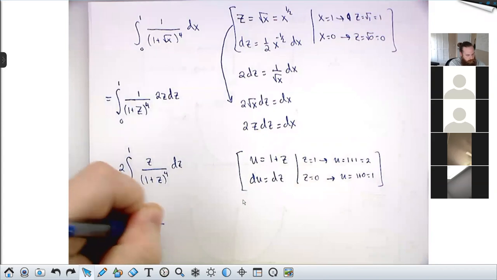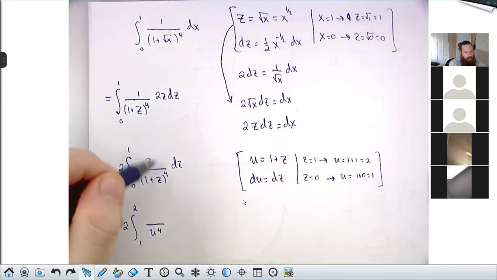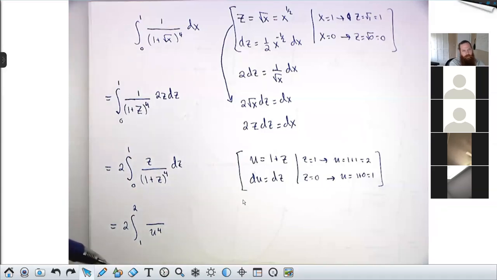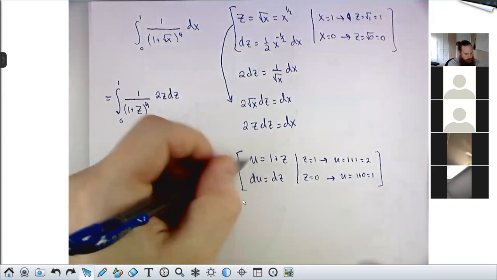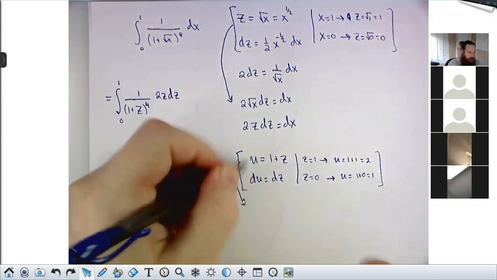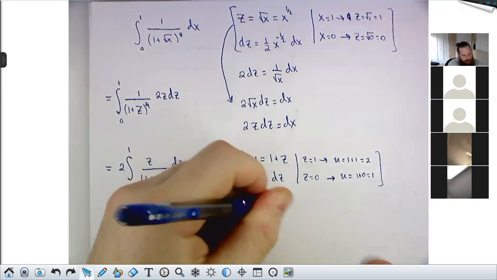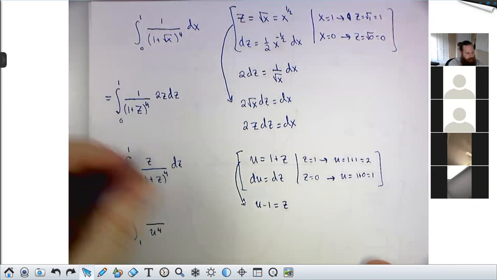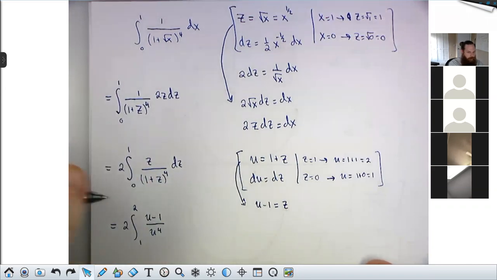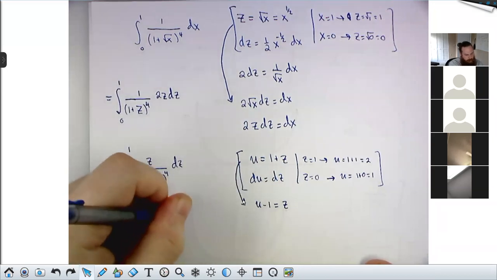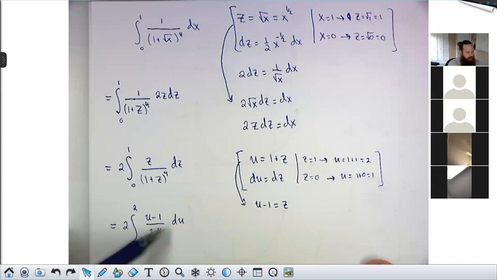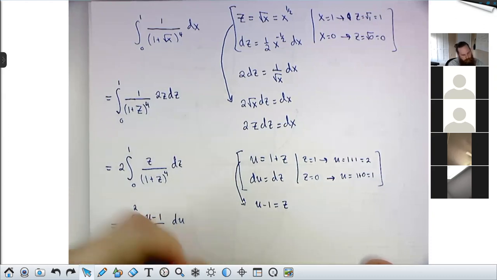Downstairs there is just u to the 4. What about this? Well, if I solve this substitution for z, I get u minus 1 is equal to z. So this z right here is u minus 1. And dz is equal to du. The differential isn't hard this time. This integral is easier than this integral because I can now split this up. This is 2 times the integral from 1 to 2 of u over u to the 4, minus 1 over u to the 4, du.